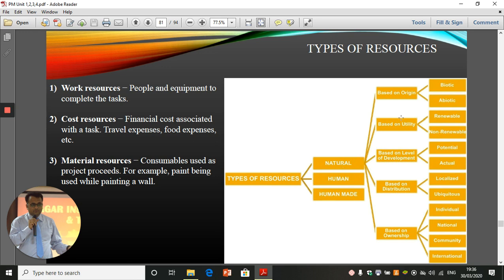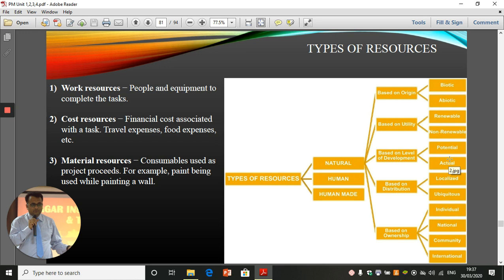Natural resources, based on origin, are biotic and abiotic. Biotic means living, abiotic means non-living. Based on utility, renewable and non-renewable. Renewable resources like sun and tide can be used again and again. Non-renewable resources, if once used, cannot be used again, for example, coal. Based on level of development, potential and actual. Potential means it cannot be used yet, though it is a potential source of resource. And actual means the resource is available for final utilization.